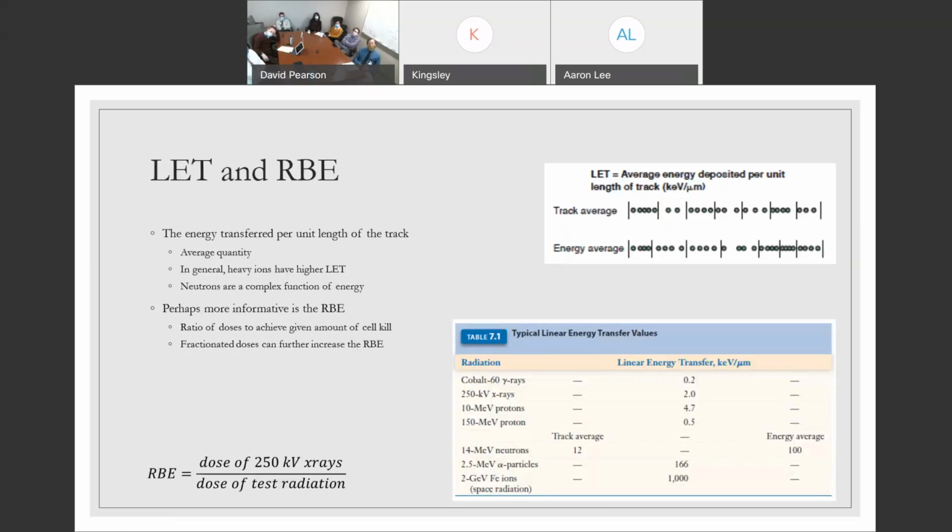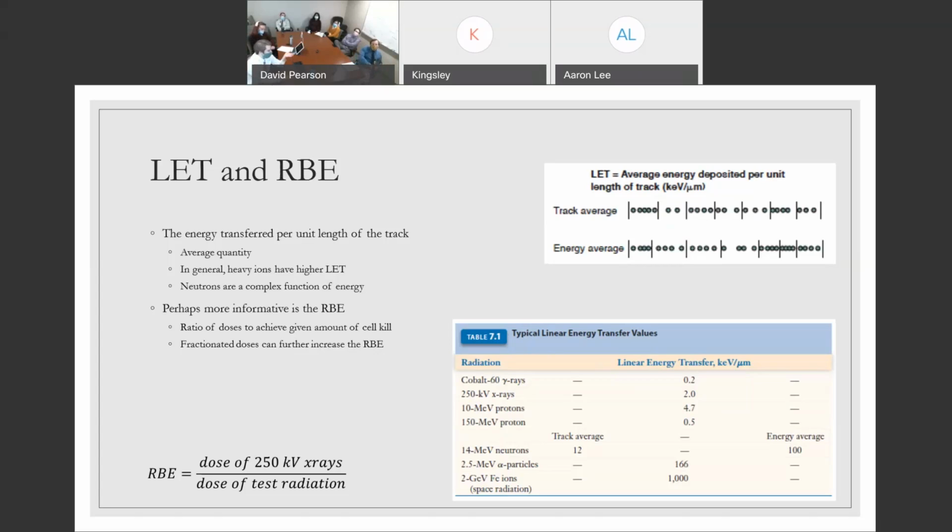Real quick, just a couple radiobiological concepts to get through here. So linear energy transfer is an average quantity expressing the average energy per unit length of track. In general, if it's heavier, it has a higher LET. Neutrons are very complex depending on the energy of the neutron.